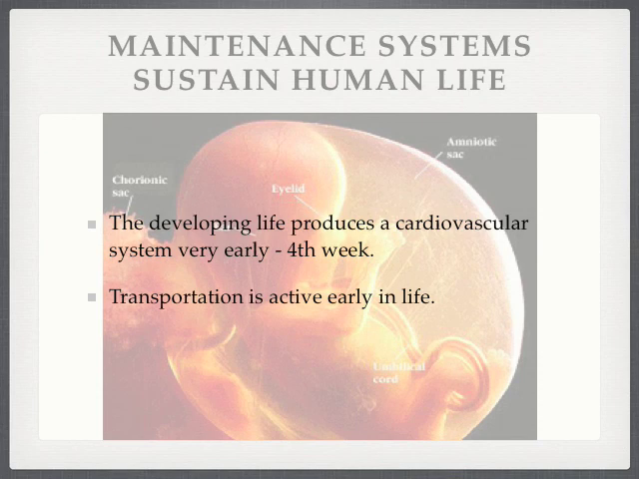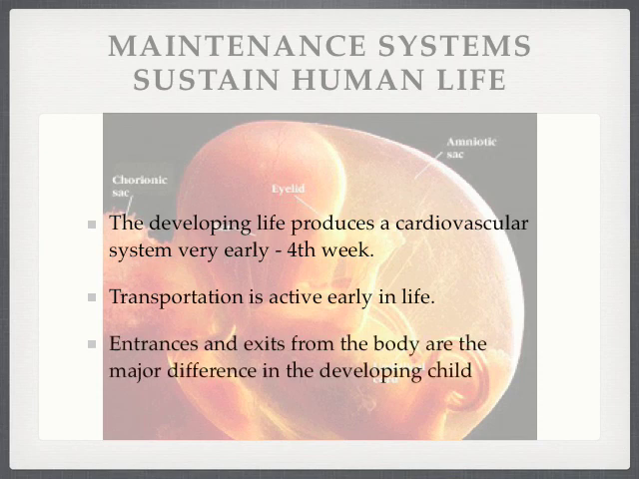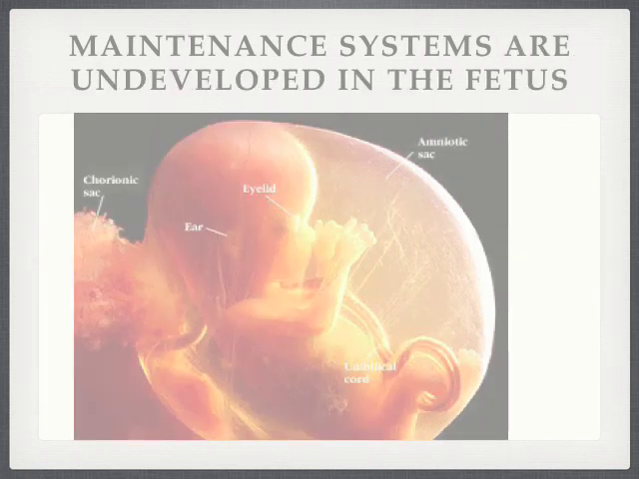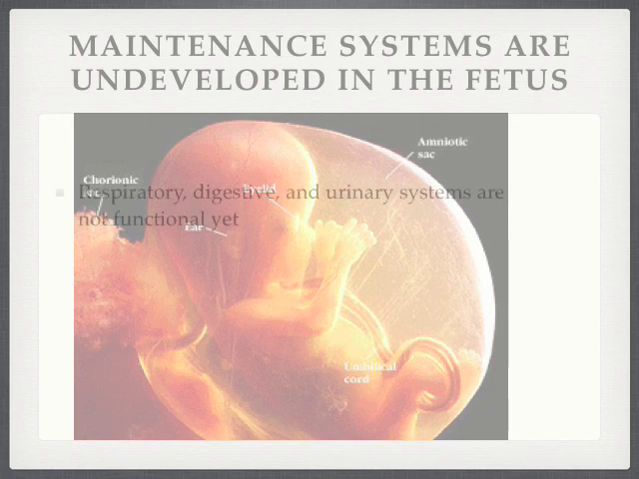So, transportation is up and running early. And that really isn't our problem. The problem is the entrances and the exits. The entrances and the exits are blocked. For you and me, air comes through my respiratory system, food comes through my digestive system. These are no good in the developing child. For one, they're undeveloped. The stomach is there, the liver is there, the intestines are there, but they haven't matured to where they could do anything yet. These are not functional yet.